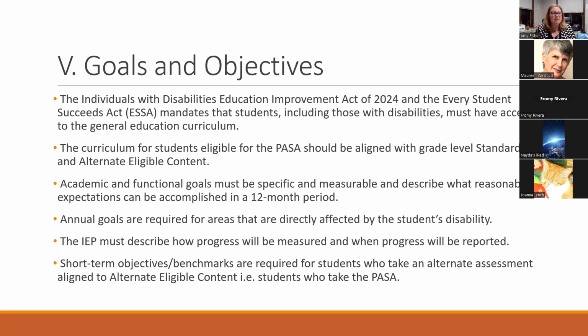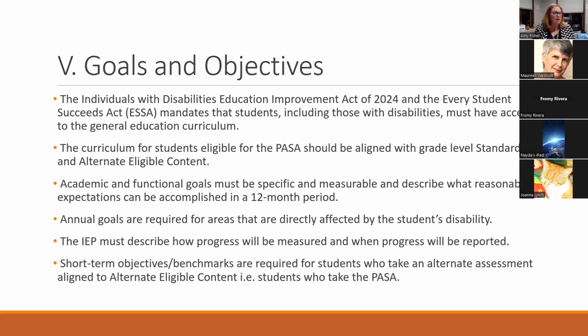The curriculum for students eligible for the PASA, that Pennsylvania Alternative State Assessment, should be aligned with grade level standards and alternate eligible content. So if you have a student who has a higher level of need and is eligible for PASA, they should still be having educational opportunities that are aligned to what's called alternate eligible content. So it doesn't mean that they aren't studying anything related to the general education curriculum. It means that curriculum is modified to support our learners with the highest level of need.